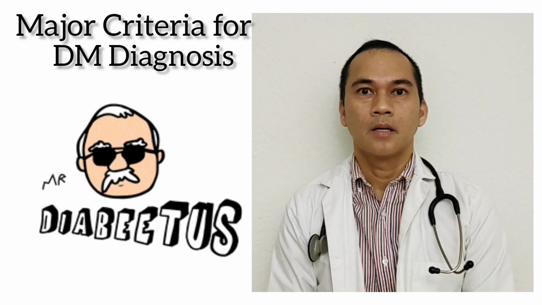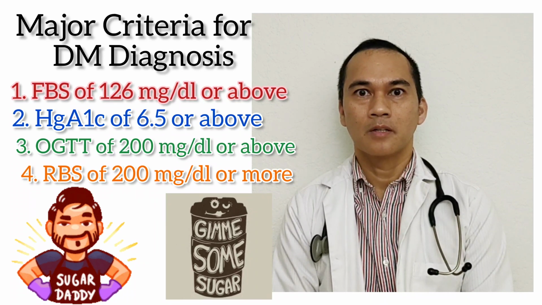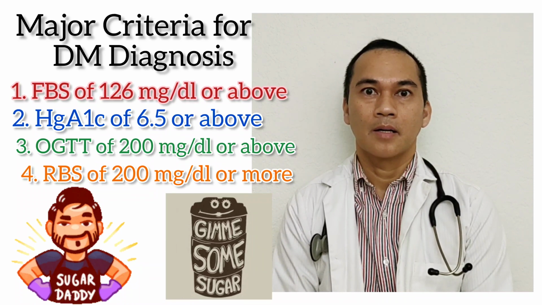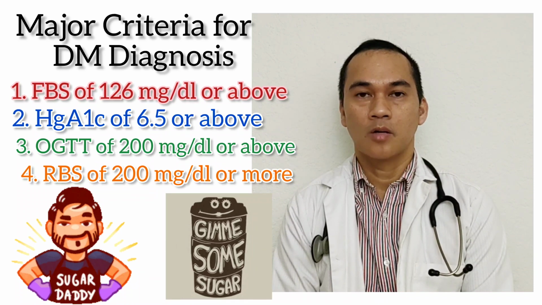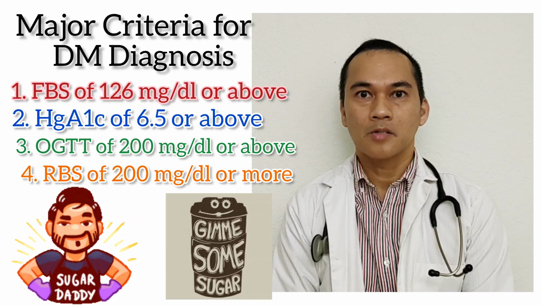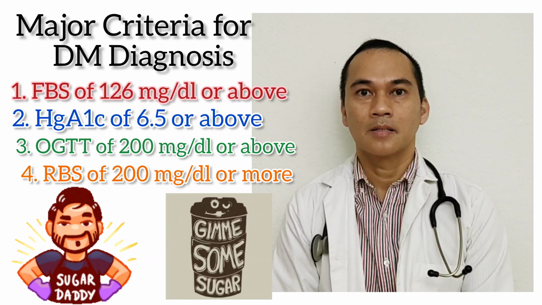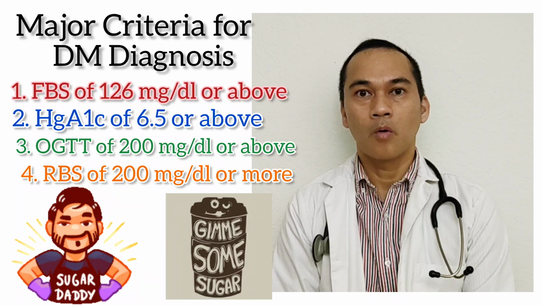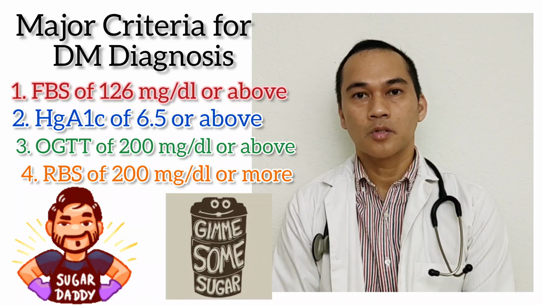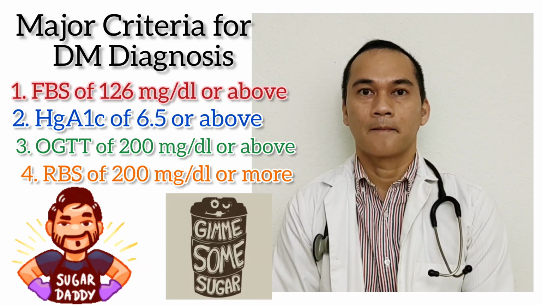We have four. Number one is the fasting blood sugar of 126 milligrams per dL or more. We also have the glycosylated hemoglobin, or HbA1c, of 6.5 or more, and the oral glucose tolerance test. Meaning to say, they give you some glucose, and after 2 hours they draw your blood sugar. If it's 200 or more, that is a criterion for diabetes. And then the random blood glucose of 200 milligrams per dL or more.